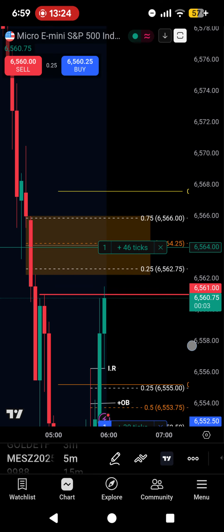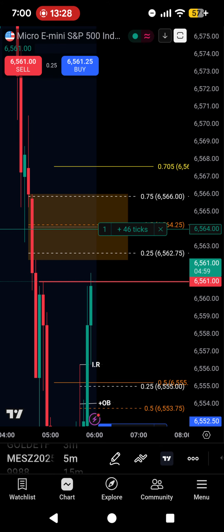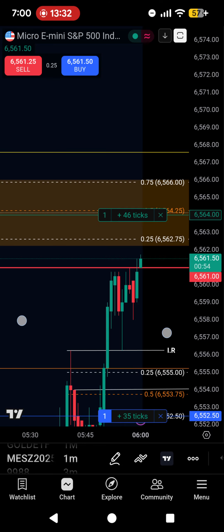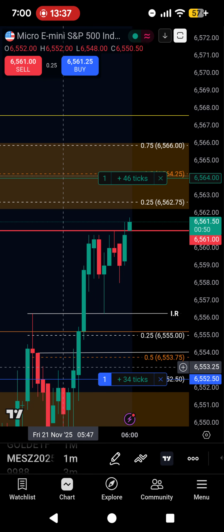Okay, and we're going to refine it down to 1 minute. Okay, so look at this on the 1-minute chart. A fair value gap has formed.